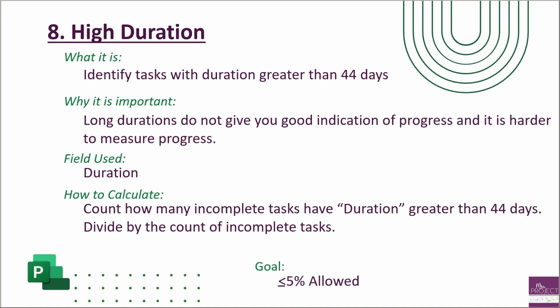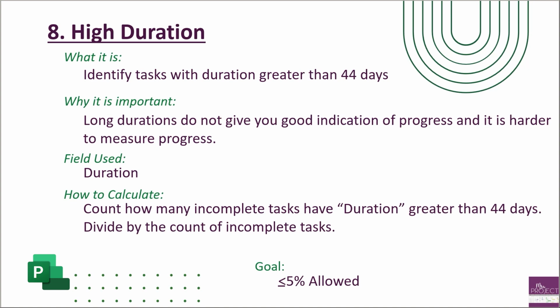Because again, you want to use your schedule as a tool that is a dynamic forecasting model. And you can't track details if you have tasks that are longer than 2 months. You want to break those tasks down to where you can say you've got accomplishments and you can share those with the stakeholders. So we're going to be looking at the duration field for this one. And you're going to count how many incomplete tasks have a duration that is greater than the 2 months and divide it by the count of incomplete tasks.